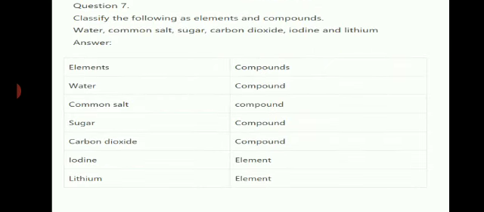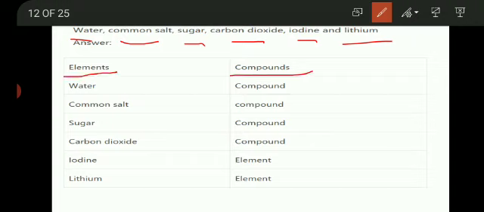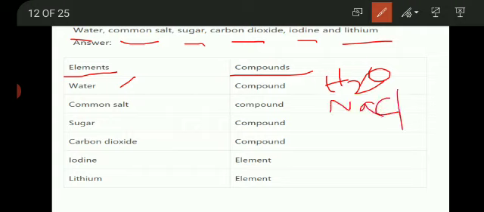Next, seventh question. Classify the following as elements and compounds. You see here the questions: water, common salt, sugar, carbon dioxide, iodine and lithium. Among these, which one is compound and which one is element? We have to identify. Water, compound or element? Compound. Because two elements combined in a fixed ratio. H2O. This is compound. Common salt, NaCl, sodium chloride, that also compound.